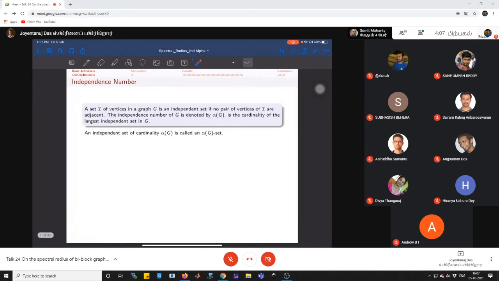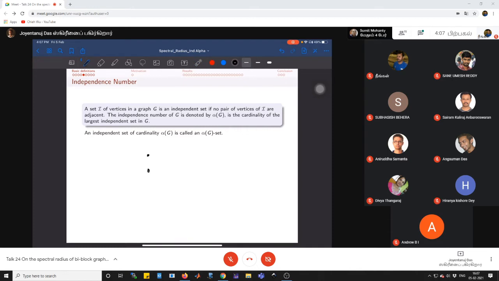So next, I will define the independence number. A set of vertices I is said to be an independent set if no pair of vertices of I are adjacent, and the independence number of G, denoted by alpha(G), is the cardinality of the largest independent set. So I will draw an example.